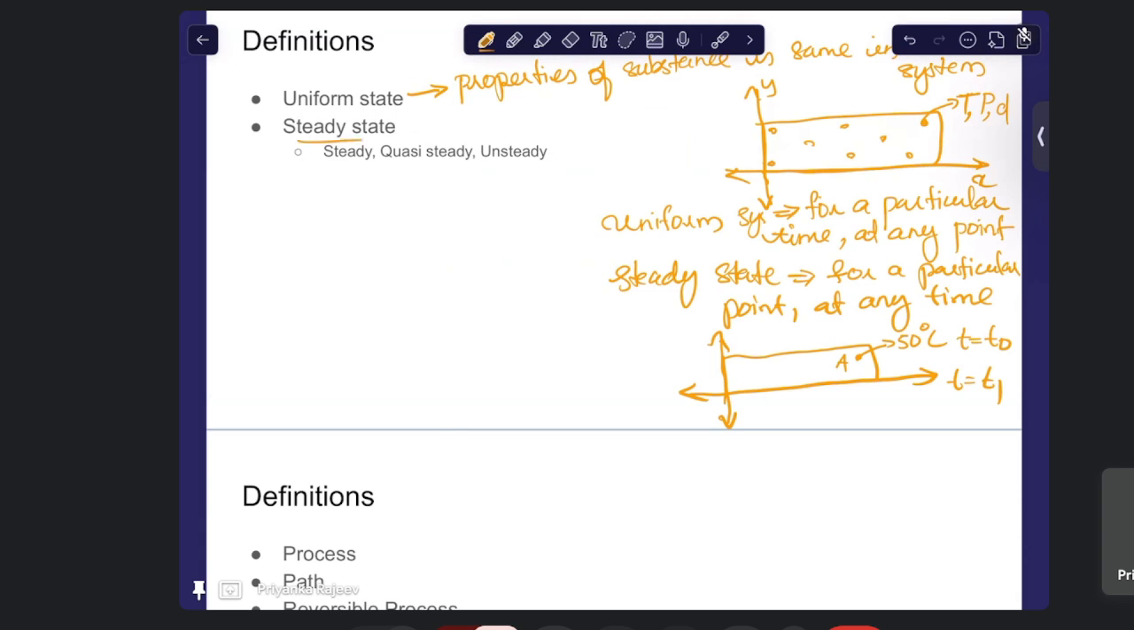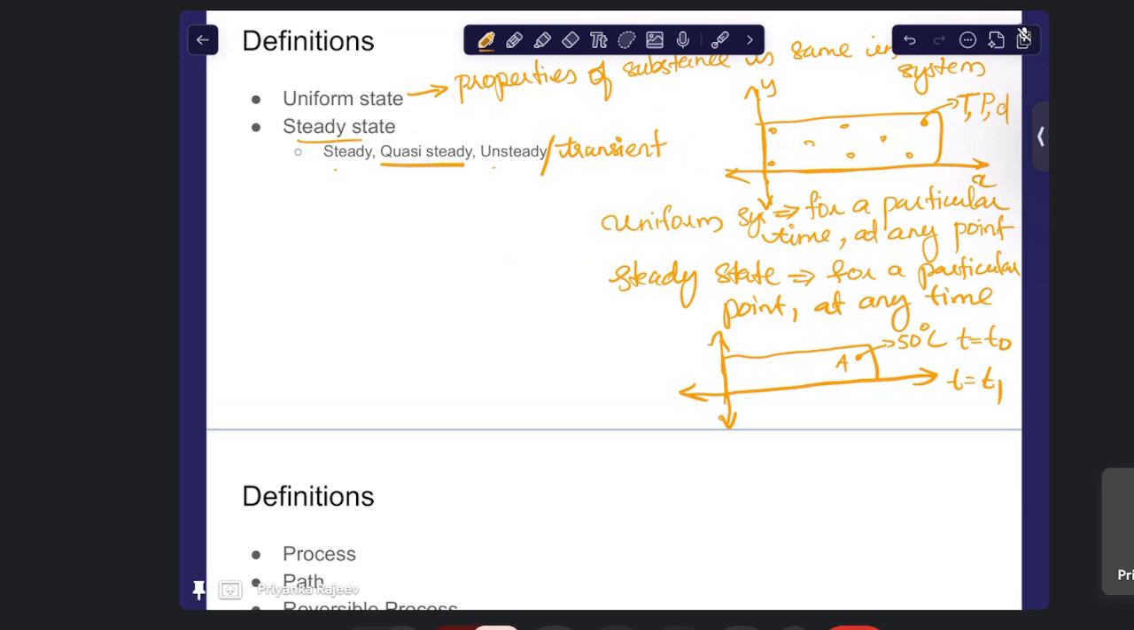Okay, then again you have got steady state, unsteady state, and quasi steady state. So what is steady state? Steady state means this temperature, or any property, is not changing with time. Unsteady state means what? With time it is changing. Unsteady or transient: any property changing with time is called unsteady or transient state. If the changes look really, really small, sometimes we can approximate it to be a steady state. That is where quasi steady state comes.